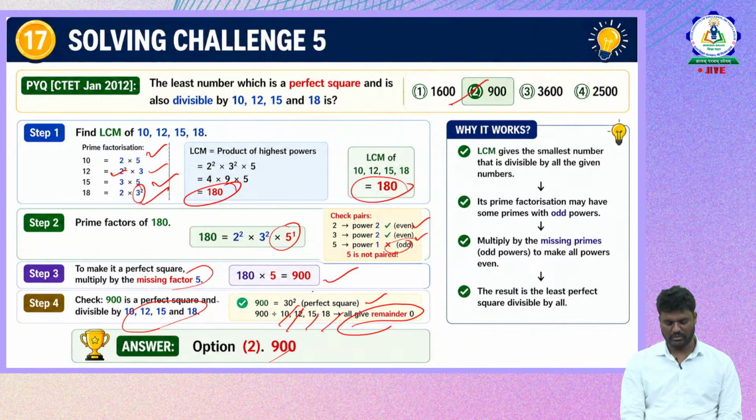In this case we got 900, which is obviously a perfect square, and it is divisible by 30 into 30. That is how we can solve this question.